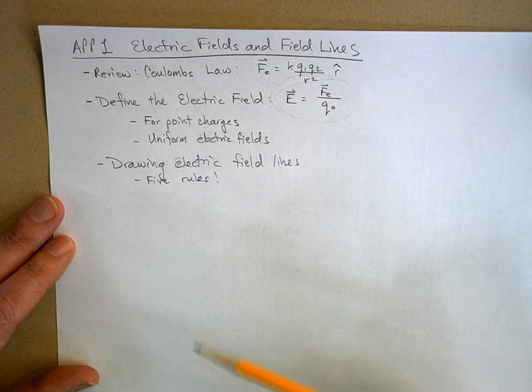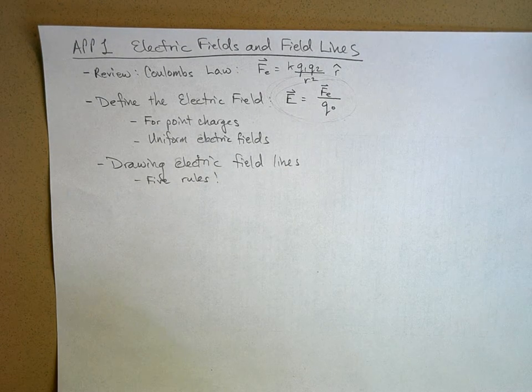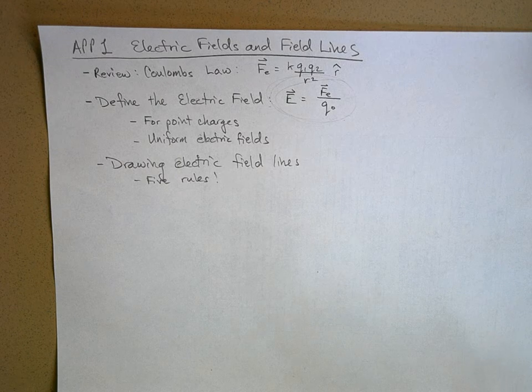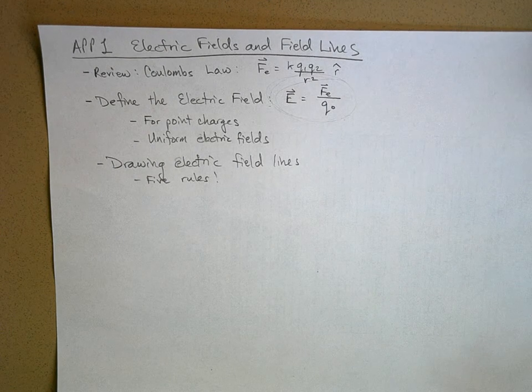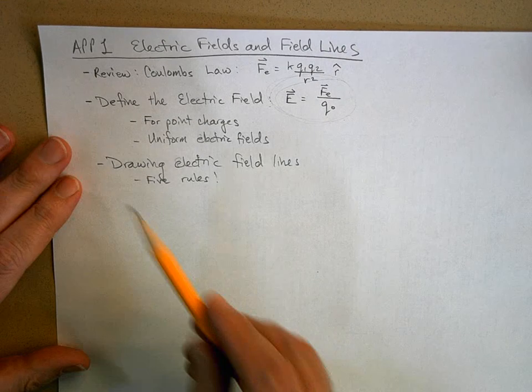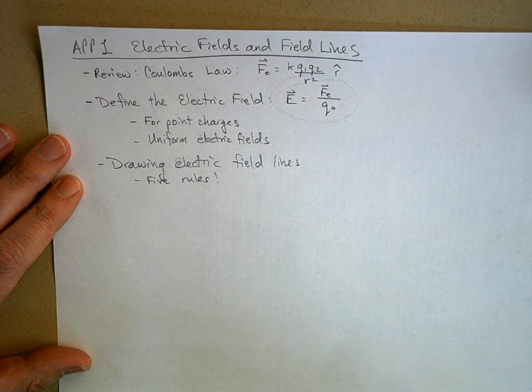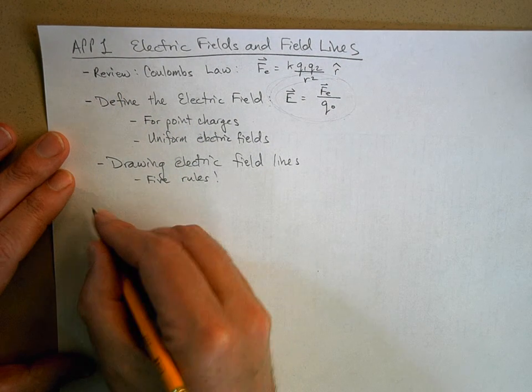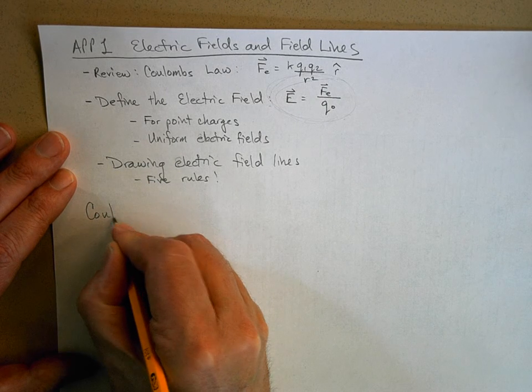Then we're going to talk about how to draw electric field lines. There are 5 rules that I'm going to give you for drawing electric field lines, and then we'll work a couple of examples. But first, let's review Coulomb's law, which is given by this equation. And so we'll talk about Coulomb's law real quick.